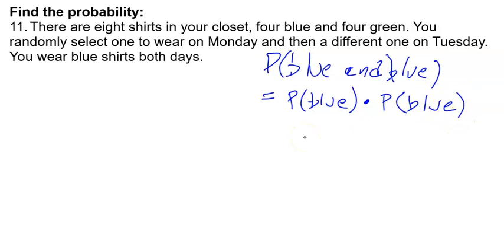Well, on Monday, when I reach into the closet, there are 4 blue shirts, and I have 8 shirts in total. On Tuesday, when I reach into the closet, there are no longer 4 blue shirts. There are 3 blue shirts, and there's no longer 8 shirts in total because one of the shirts is no longer in the closet. There are 7 shirts. So I will let you finish that up for number 11. You can hit pause, bang that into your calculator, and get that answer.